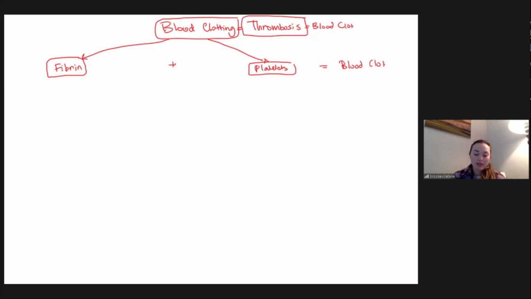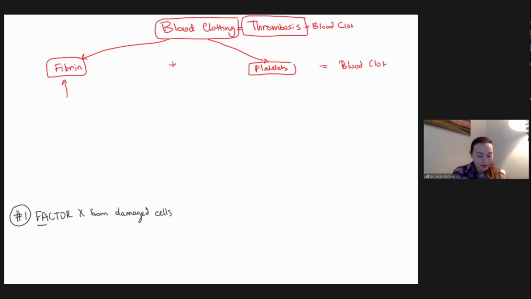But we have a lot of steps we have to get to form fibrin. So in order to form fibrin, we're going to back it up to the beginning. So first, the very first step we do is we release factor X from damaged cells. So let's say you are in the kitchen and you accidentally cut your finger with a knife. Those damaged cells that just got cut are going to release factor X. This is an enzyme that begins the clotting process.